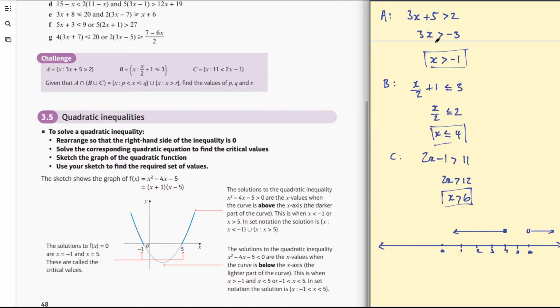And x greater than -1 is this way. Just double check I've got these correct. So this was -3, -1. This was 2 times 2 is 4. Yeah. So B union C, that's just these two sets.